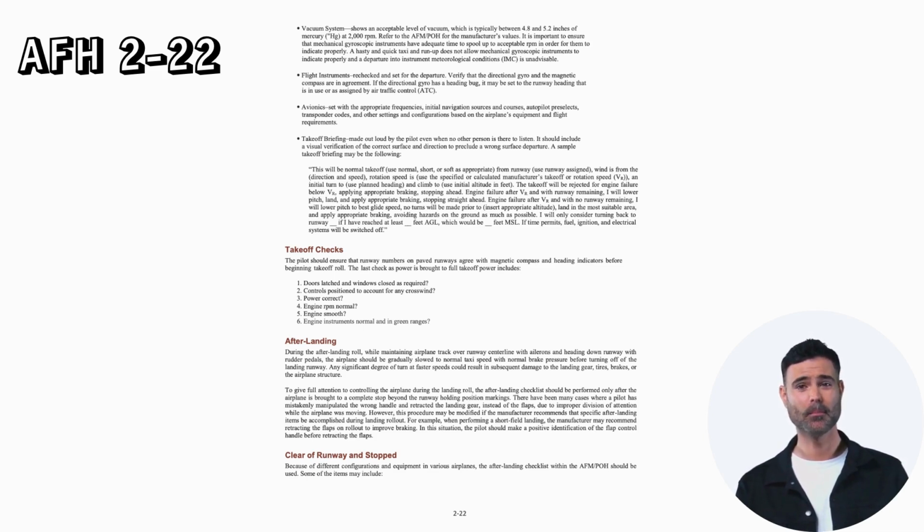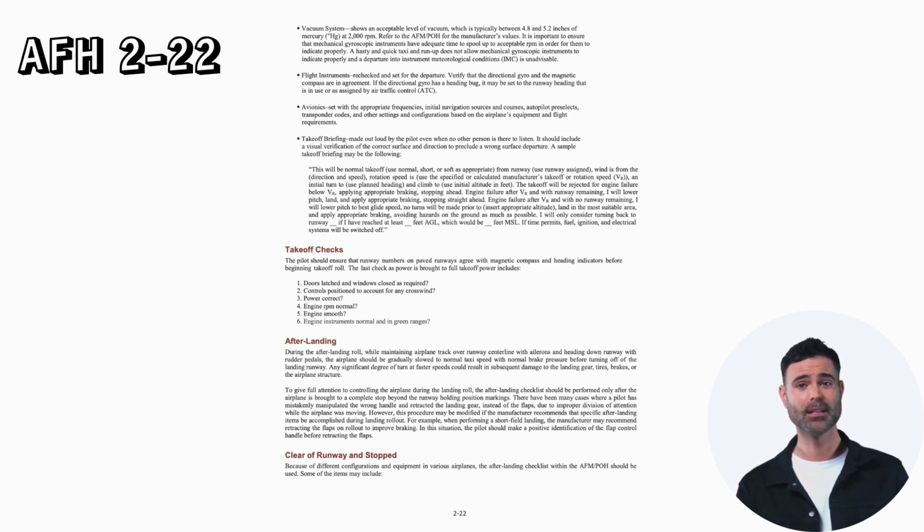Takeoff checks. The pilot should ensure that runway numbers on paved runways agree with magnetic compass and heading indicators before beginning takeoff roll. The last check as power is brought to full takeoff power includes: 1. Doors latched and windows closed as required. 2. Controls positioned to account for any crosswind. 3. Power correct. 4. Engine RPM normal. 5. Engine smooth. 6. Engine instruments normal and in green ranges.